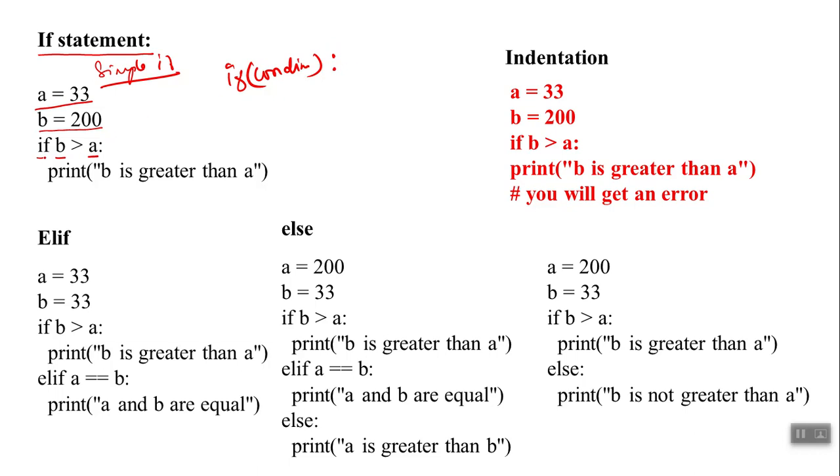So if b is greater than a, it will print b is greater than a. Here I am having only one condition. I haven't written an else part, which is why it is called a simple if. If you want an else part, you can go with else.